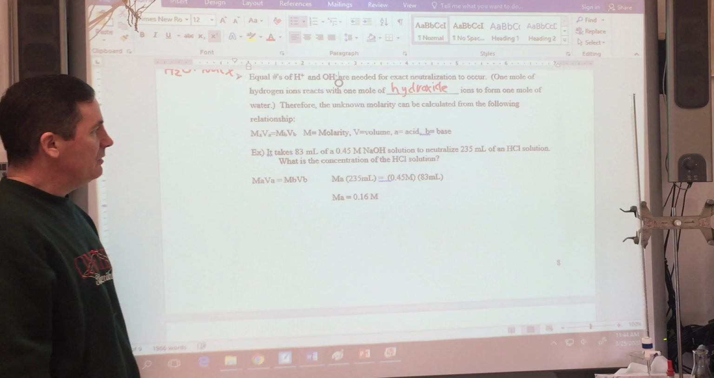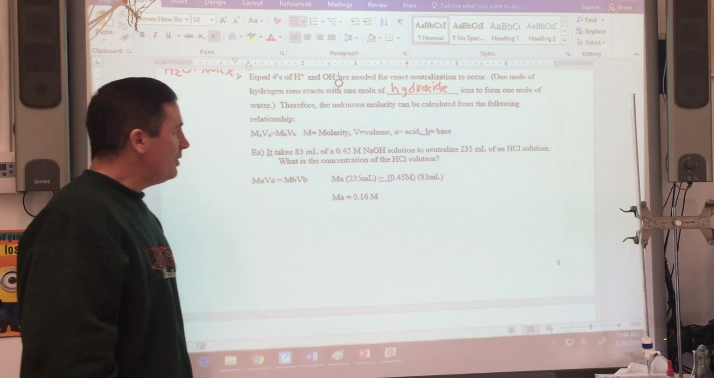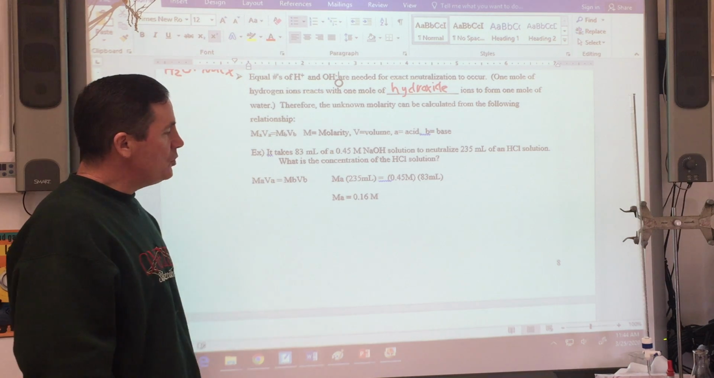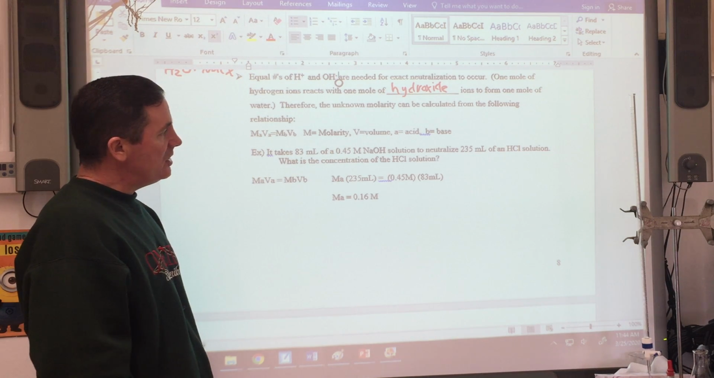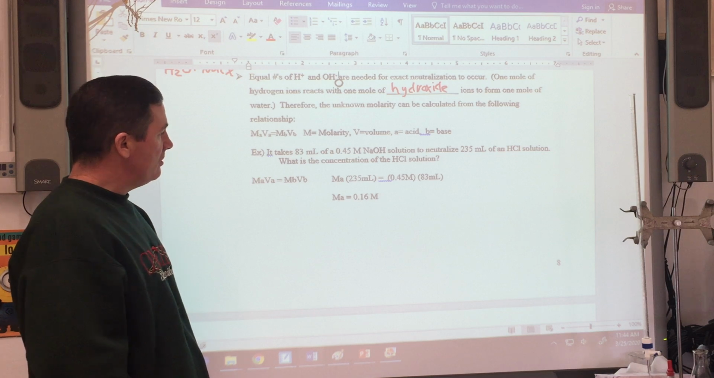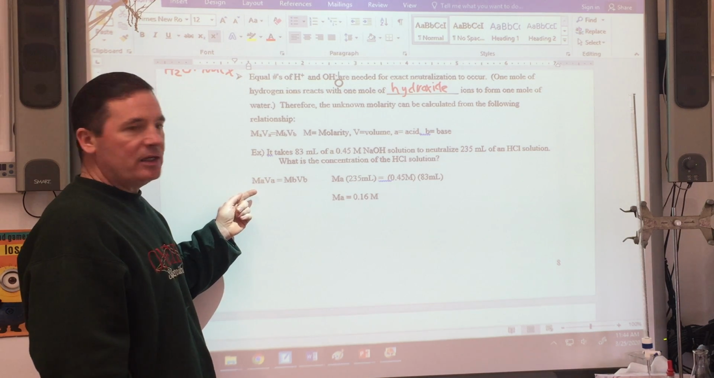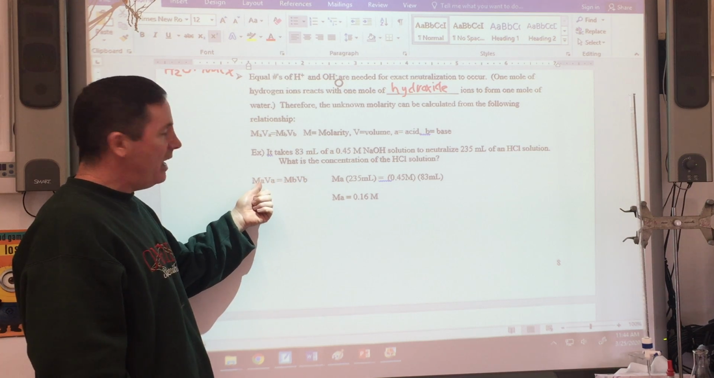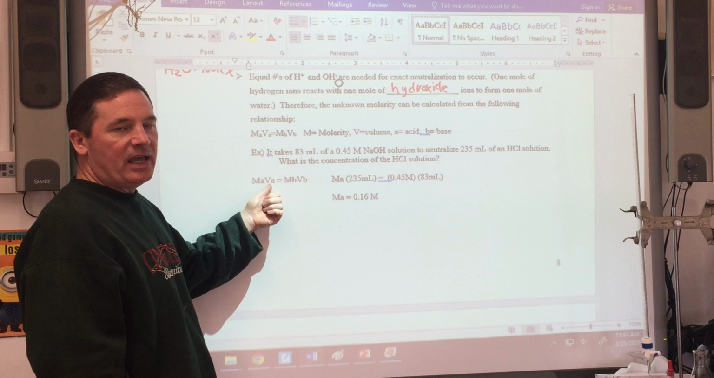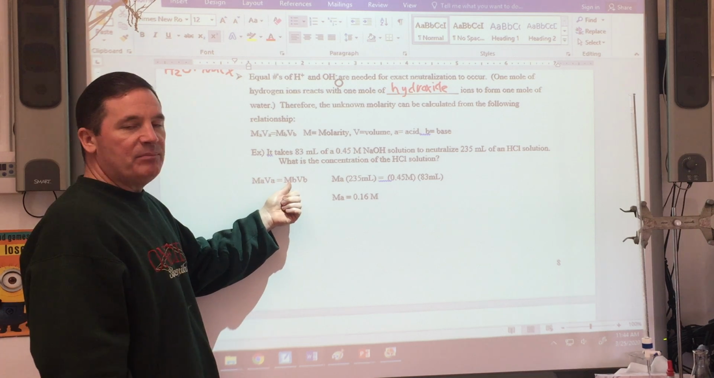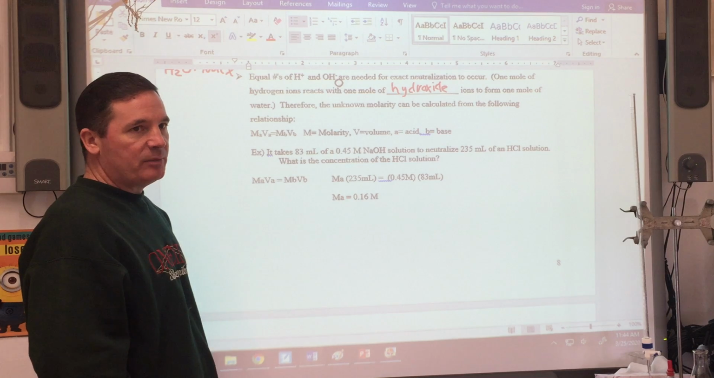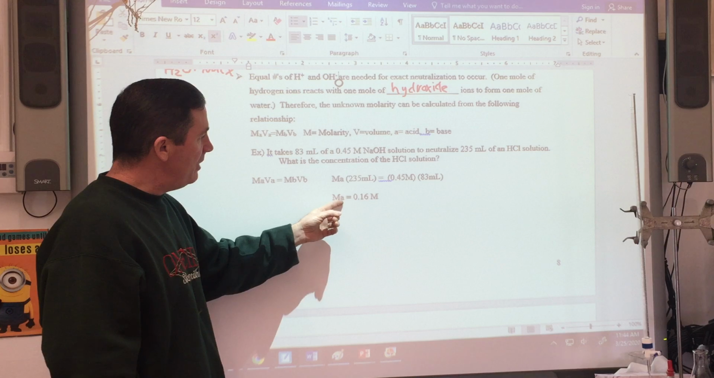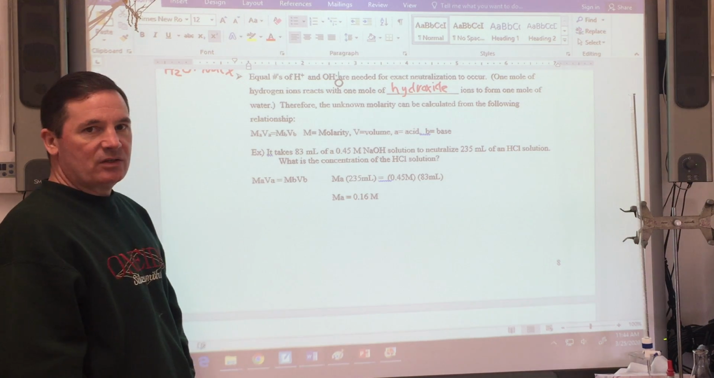Okay? So here's an example. It takes 83 milliliters of 0.45 molar NaOH, sodium hydroxide, to neutralize 235 milliliters of an HCl solution. What is the concentration? Like always, I'm going to start with my equation, MAVA equals MBVB, where MA is the molarity of the acid, VA is the volume of the acid, MB is the molarity of the base, and the volume of the base is VB. All I do is punch my numbers in here, solve for MA, and I can get 0.16 for that.